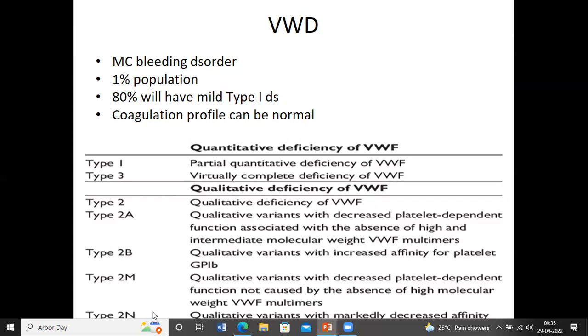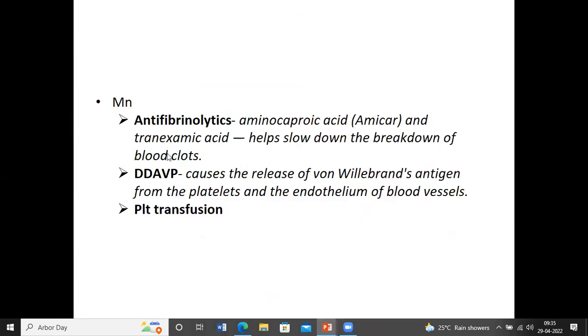Now, type 2N is a defect with decreased affinity towards factor 8, and therefore whenever a diagnosis of hemophilia is made, you also need to make sure to rule out type 2N von Willebrand disease. The management is to give antifibrinolytics, which help slow down the breakdown of blood clots. You can use desmopressin, which helps release von Willebrand antigen from the platelets and endothelium of the blood vessels. In severe cases, blood transfusions can be required as well.